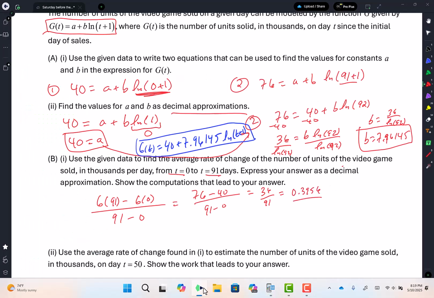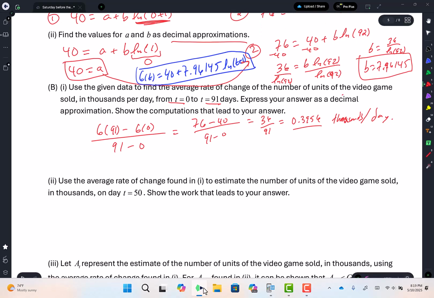0.3956. So there it is. That's my rate of change. Use the given data to find the average rate of number of units of video games sold in thousands per day. So there it is. Thousands per day. And that's done. We're good.